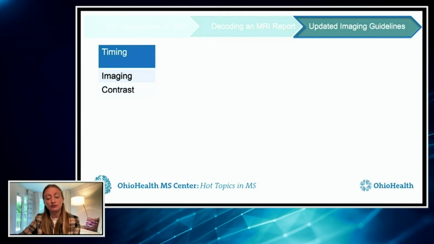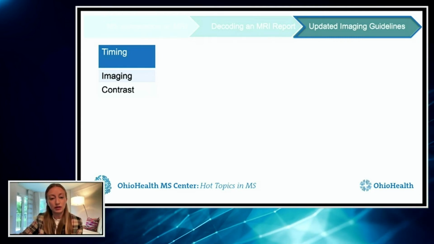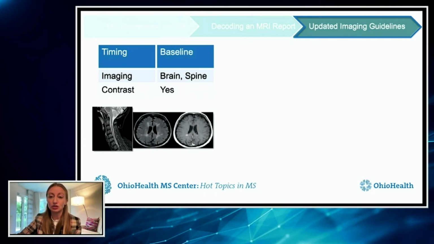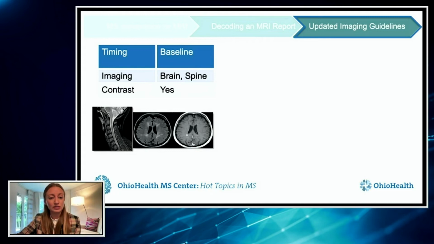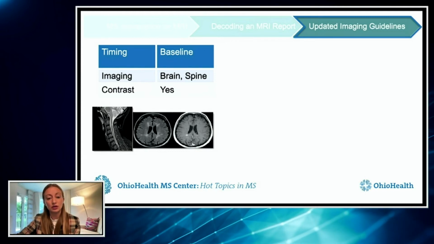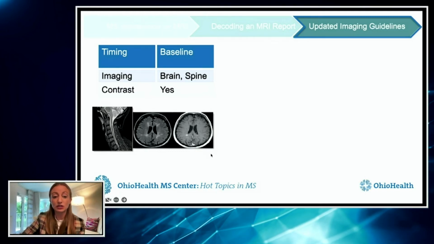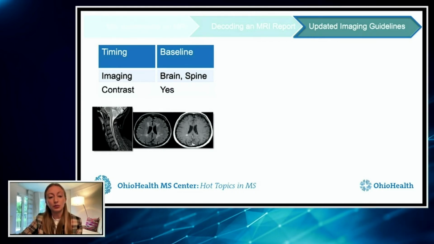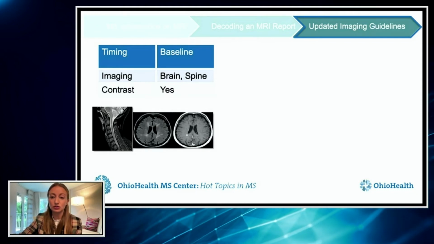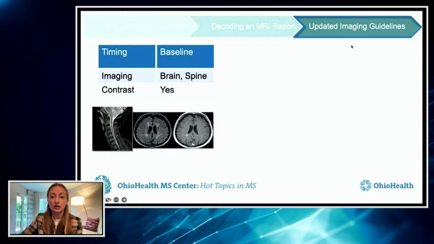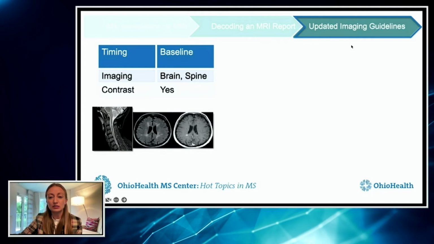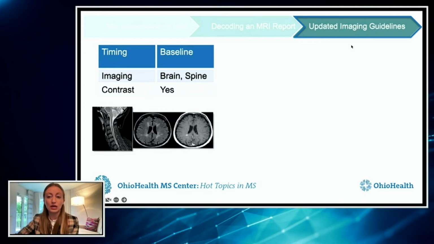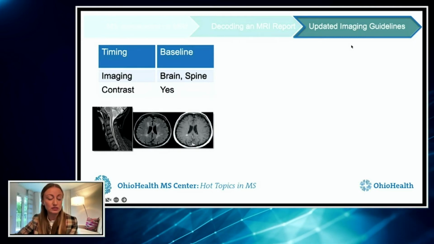So looking at timing of MRIs, we'll start at the beginning, which is the baseline imaging. When someone comes in and there's concern for MS, we always get these baseline images to look and see if things are consistent. With baseline imaging, we get imaging of the brain and the spinal cord, so cervical and thoracic spine. The reason for that is because it can help us to evaluate the burden of disease and can also help us to make a diagnosis.